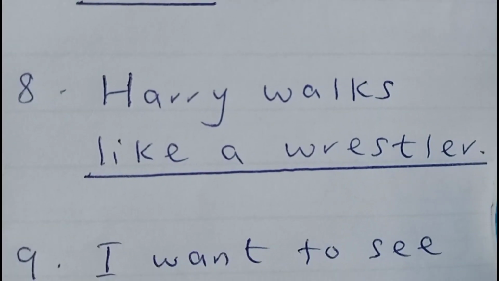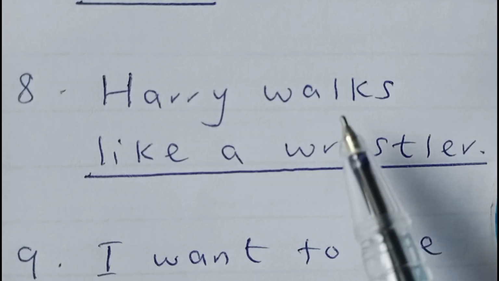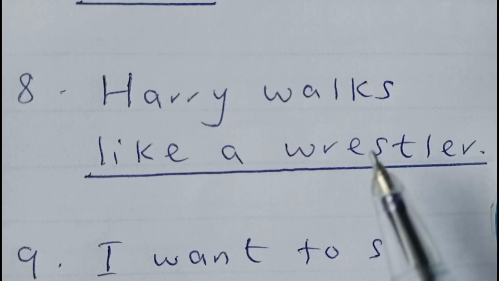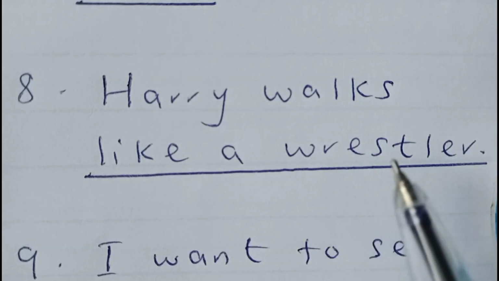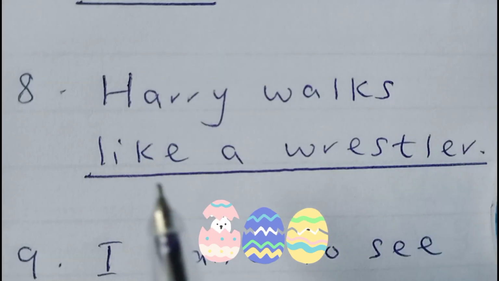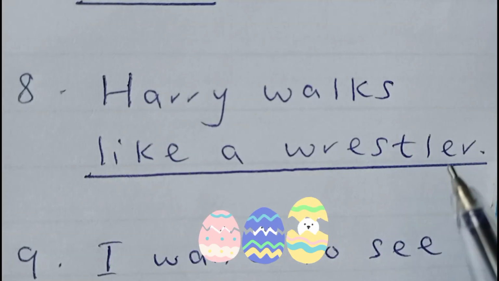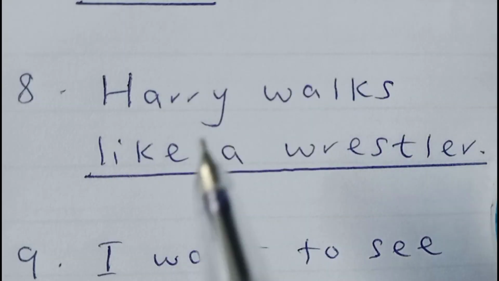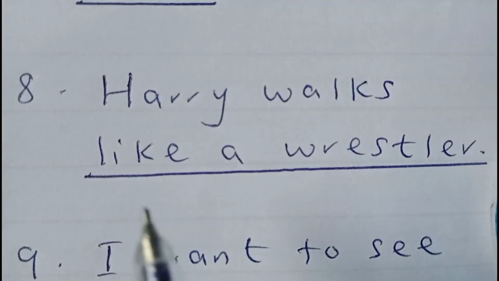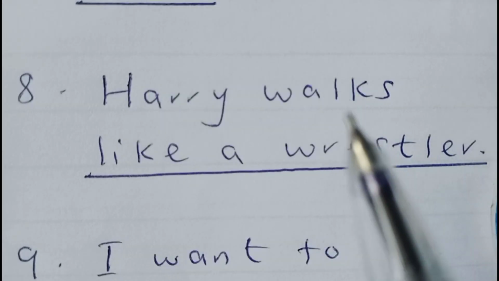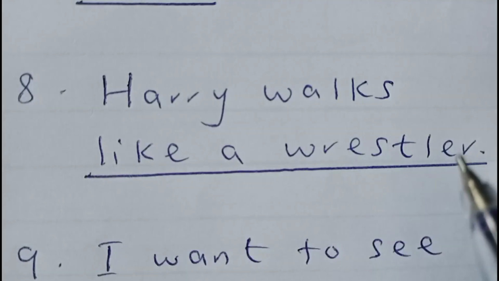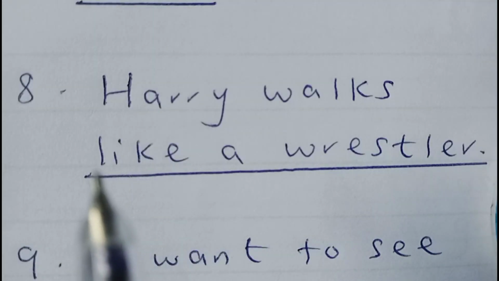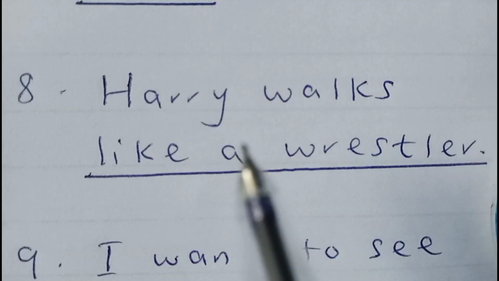Another example we have here: Harry walks like a wrestler. As you can see, our phrase is underlined, like a wrestler. It's a phrase because it has no finite verb. A group of words without a finite verb. And it forms part of the entire clause. Don't forget, the entire sentence is an independent clause. And we said a phrase can be found within a clause. Yes, the entire clause. But within this underlined expression, you cannot have a clause here.